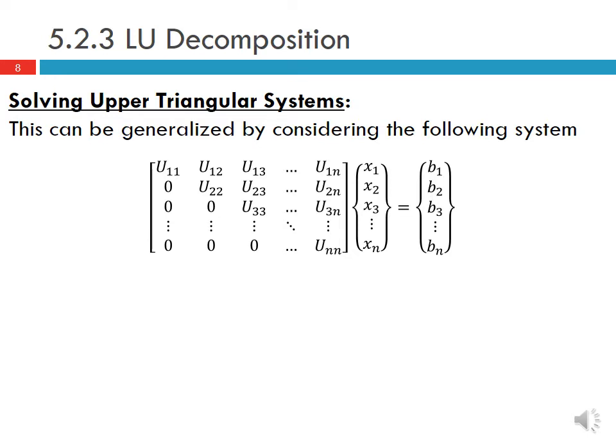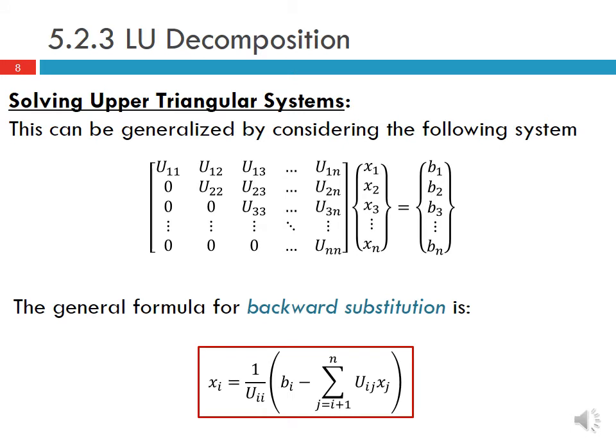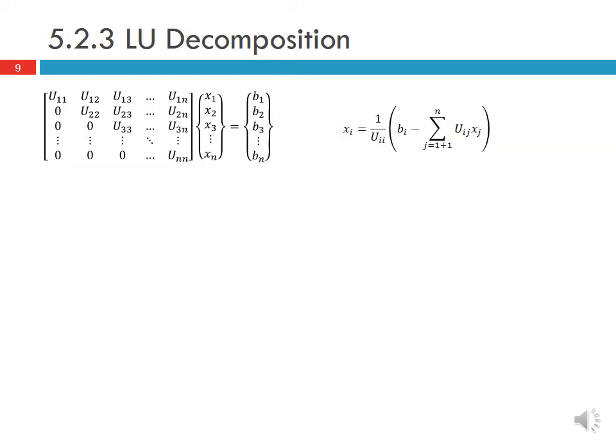Again, we can generalize this by considering the system shown here, where we have an n by n upper triangular matrix and associated system of equations. So the general formula for backward substitution is shown here, and this should be familiar from the Gaussian elimination section, where xi is equal to 1 over uii times bi minus the sum from j goes from i plus 1 to n of uij xj.